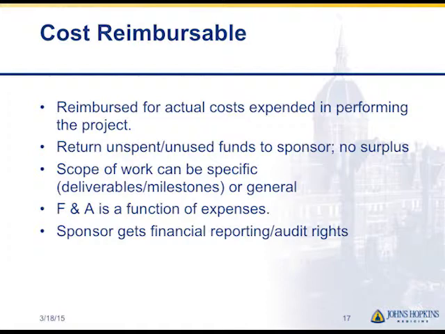F&A is a function of expenses, so the F&A is charged as expenses are incurred. And the sponsor gets financial reporting and audit rights. We need to go back to the sponsor on a monthly or quarterly basis and tell the sponsor how we spent those funds. So they would know if you rebudgeted those funds and you didn't get approval for that, the sponsor's going to know about that. So we would have to go back to the sponsor ahead of time if we wanted to rebudget funds from one category to another, unless there was a clear threshold or clear approval in that contract that said we could do it. Okay.